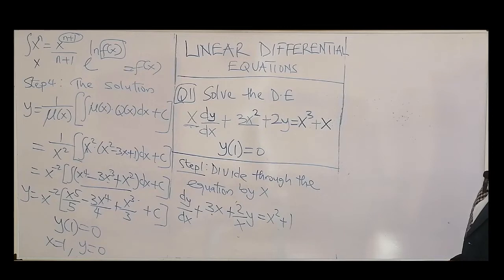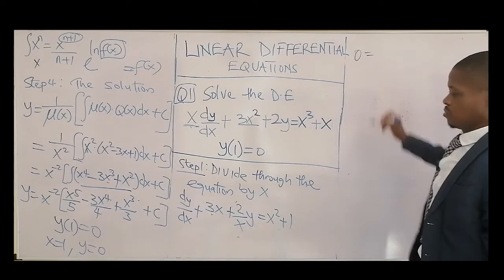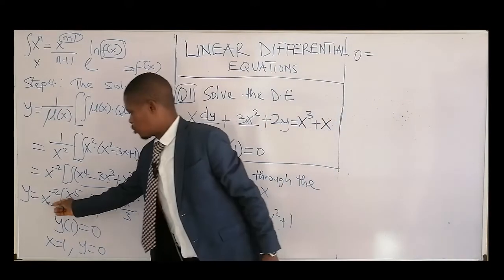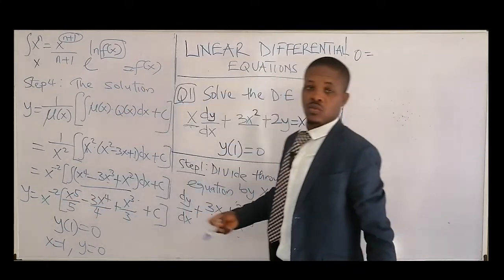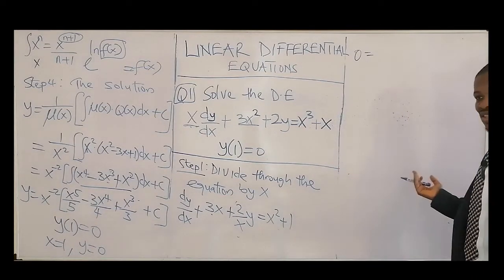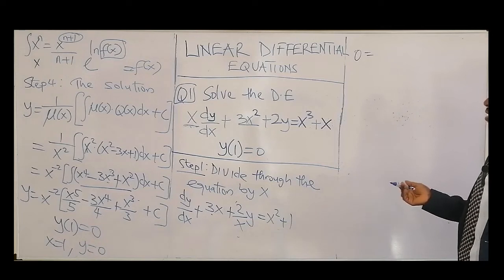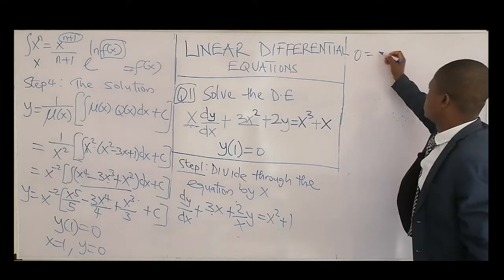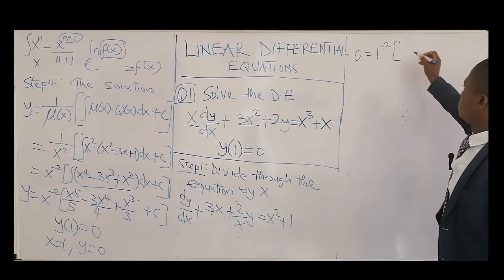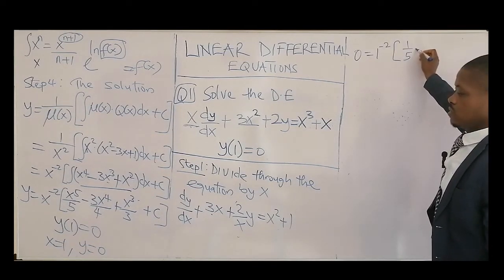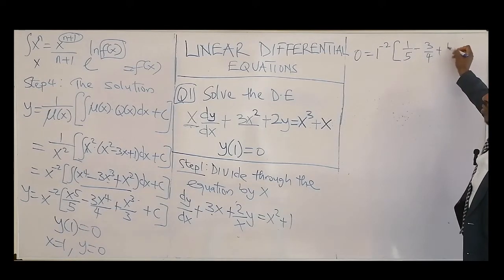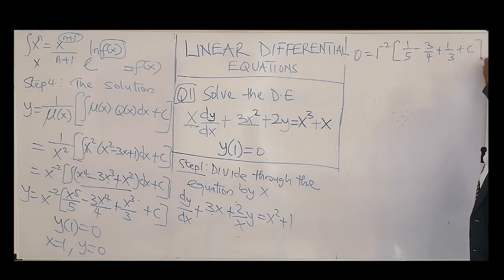Then let's do that. y is 0, that will be 0 equal to, x is 1. So this one, 1 to the power minus 2 is 1. 1 to any power is 1. Okay? 1 to the power 1 million is 1. 1 minus 2, which is 1, into brackets: 1 over 5 minus 3 over 4 plus 1 over 3, plus c.